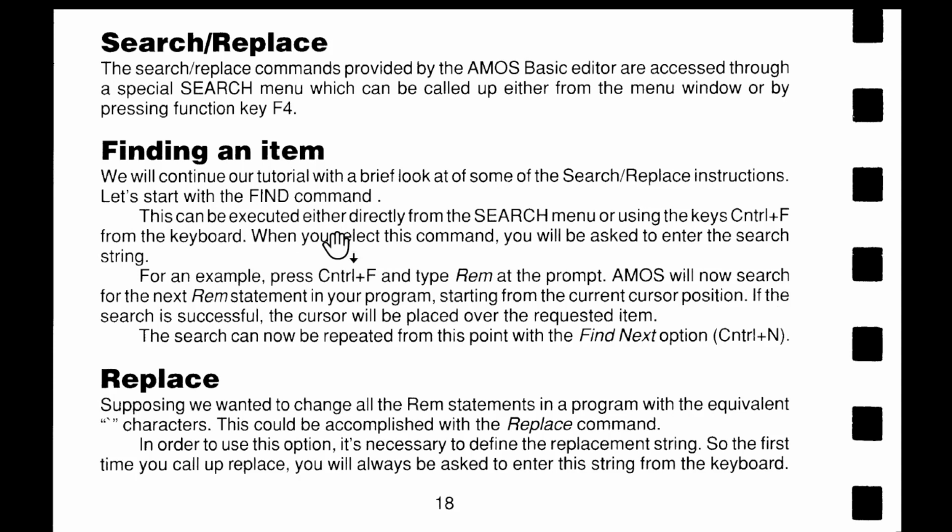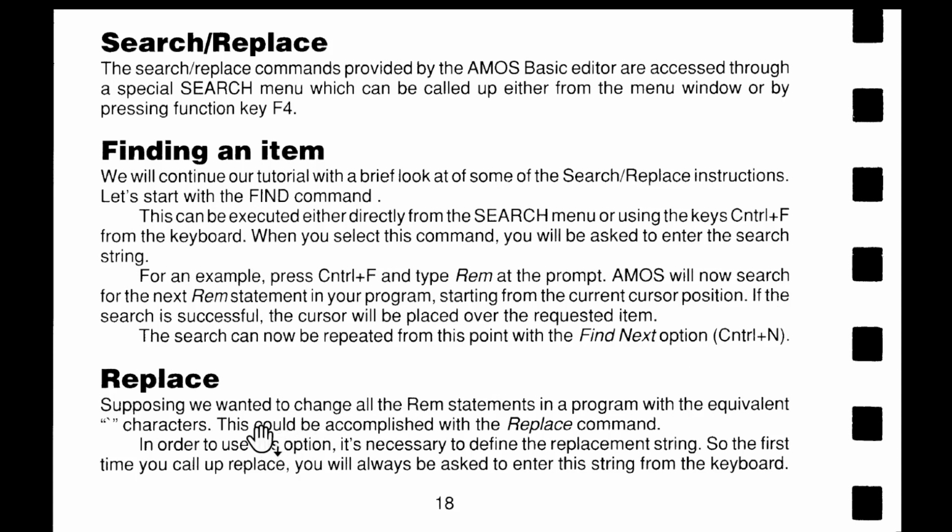This can be executed either directly from the search menu or using the keys Ctrl and F from the keyboard. When you select this command, you will be asked to enter the search string. For an example, press Ctrl and F and type rem at the prompt. AMOS will now search for the next rem statement in your program, starting from the current cursor position. If the search is successful, the cursor will be placed over the requested item. The search can now be repeated from this point with the Find Next option, Ctrl and N.